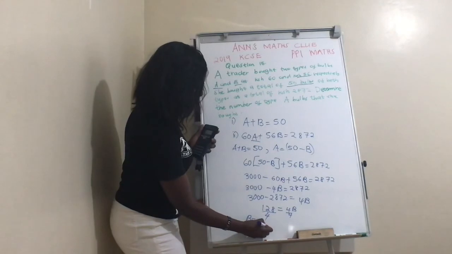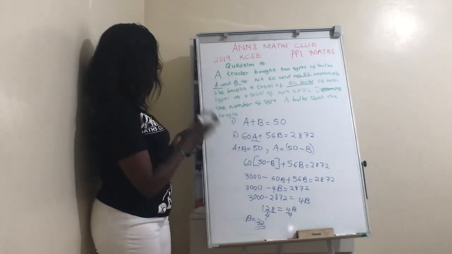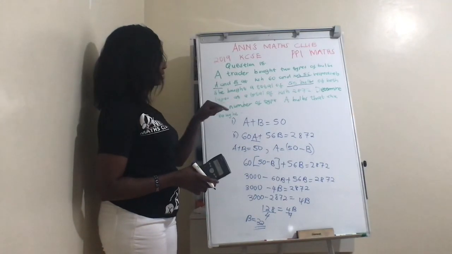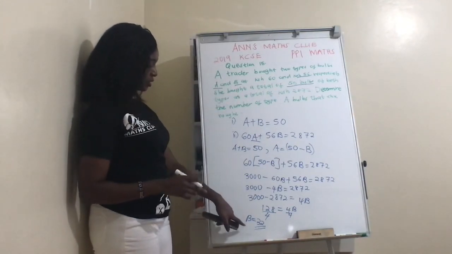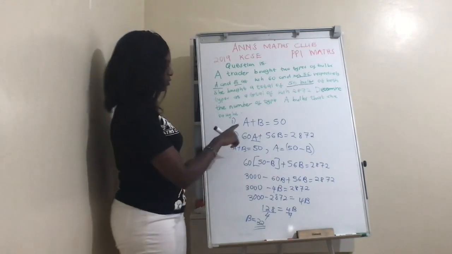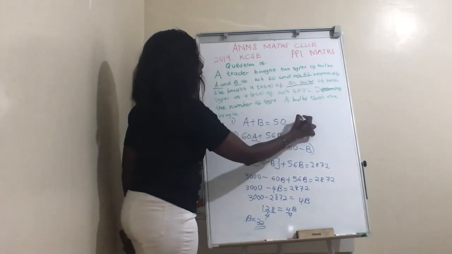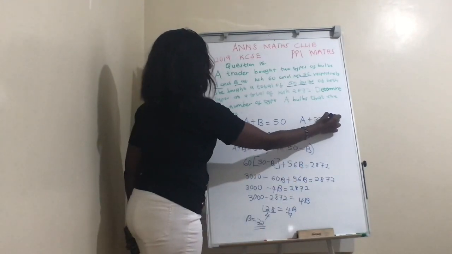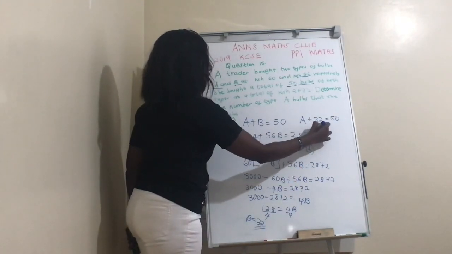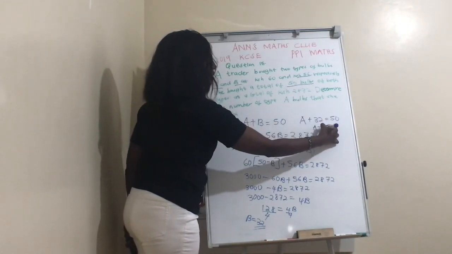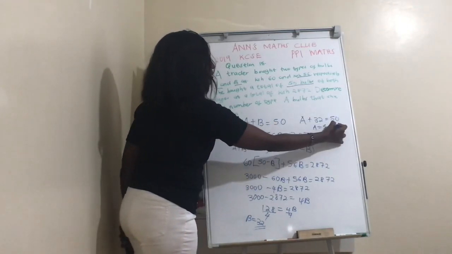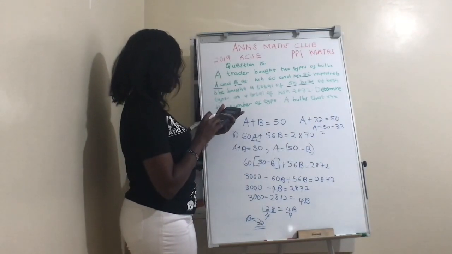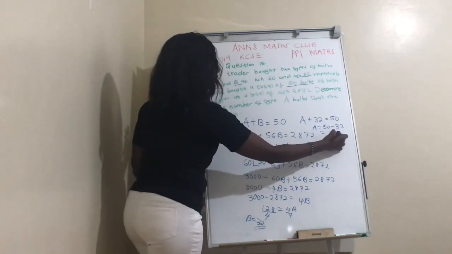So now that you have your B, remember the question we've been asked to determine the number of type A bulbs that she bought. You can use this and go back to equation 1, which was A plus B is equal to 50. So A plus 32, which is B, is equal to 50. What about A? So A is going to be 50, you bring the 32 to this side, it becomes negative, and you're left with A is 50 minus 32, the answer becomes 18.